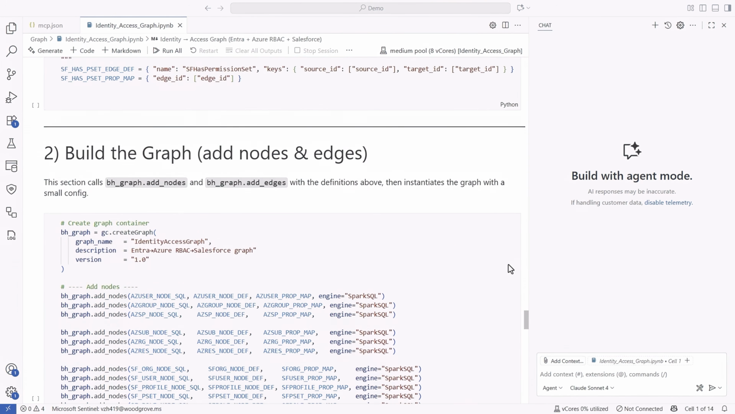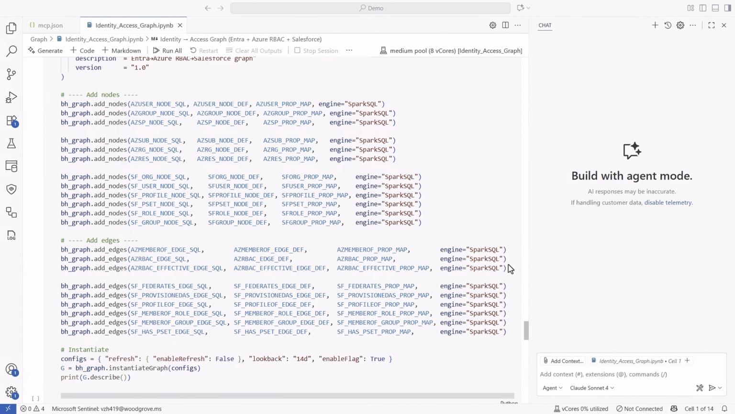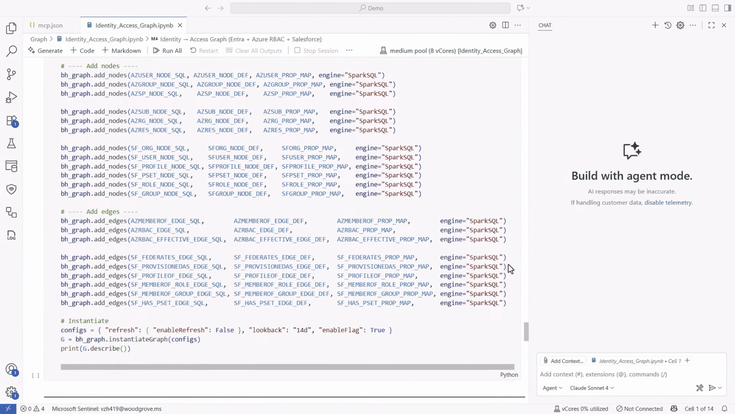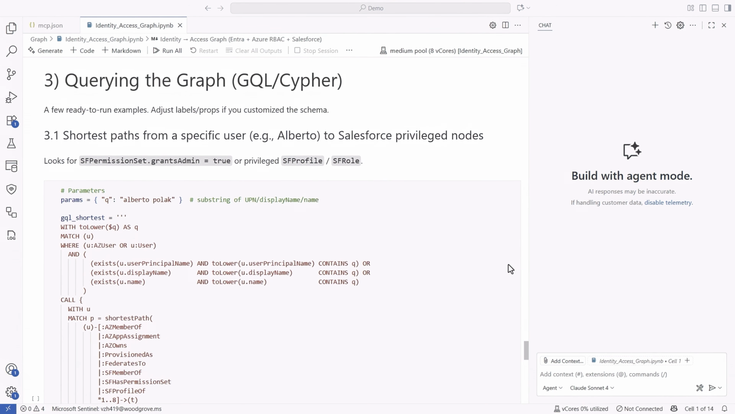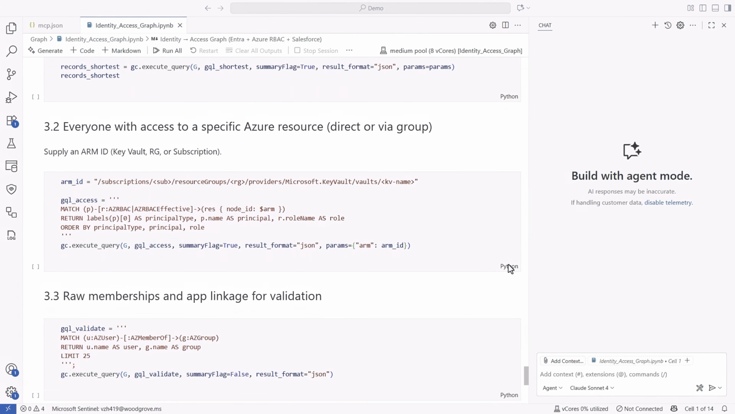Now that we've defined everything, the second step is to build the actual graph using the ingredients and relationships defined in the previous step, and finally instantiate our custom graph. And with everything built out, we can test it out with a few queries from the notebook. Here, for example, we're looking for shortest paths from a specific user to Salesforce privileged nodes. And in this case, we're testing again with Alberto Pollock. And from there, we've also run a few different types of queries. So with the graph tested, it's ready to be used as a grounding source of data for our agent.